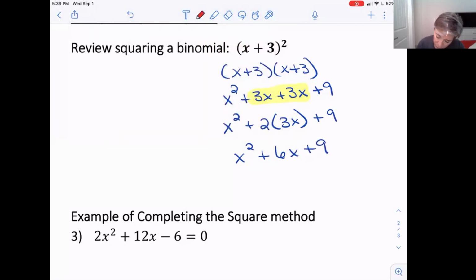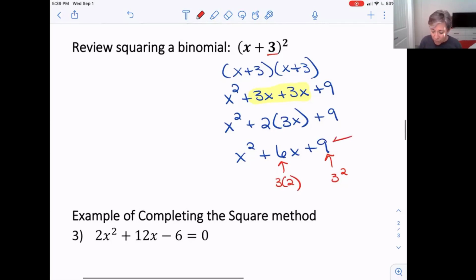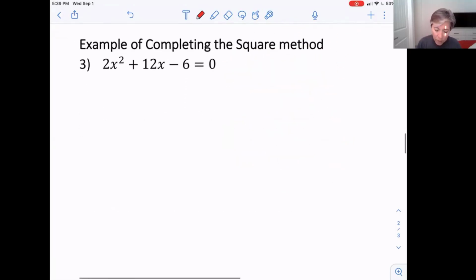The relationship here is this last number happens to be the 3 squared, and this middle number happens to be the 3 times 2. So what we're going to do is have the original trinomial, and we're going to work it backwards in order to factor it into a binomial squared. So here's an example of completing a square.